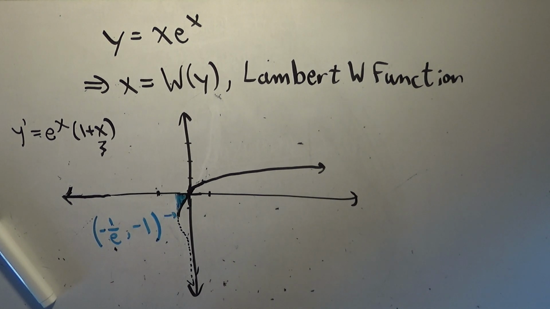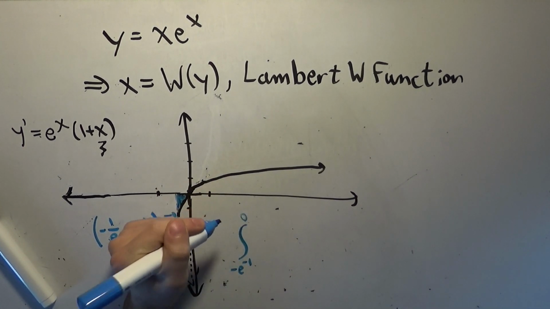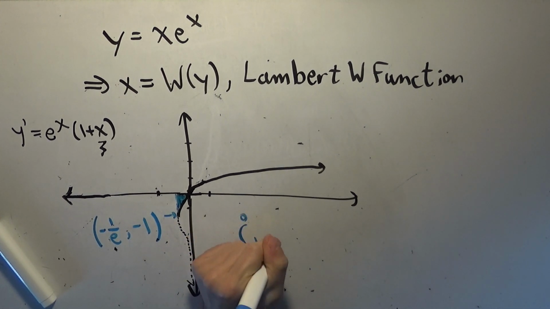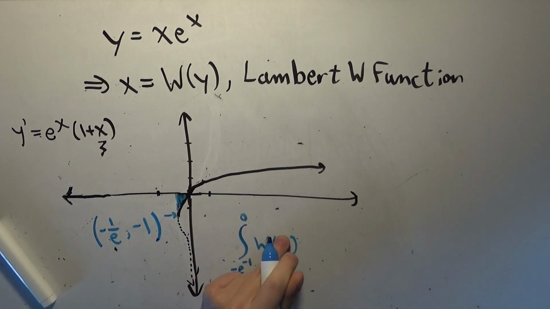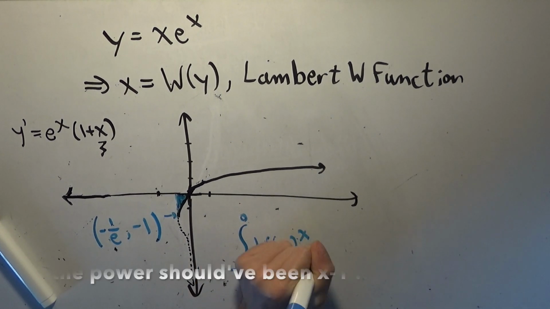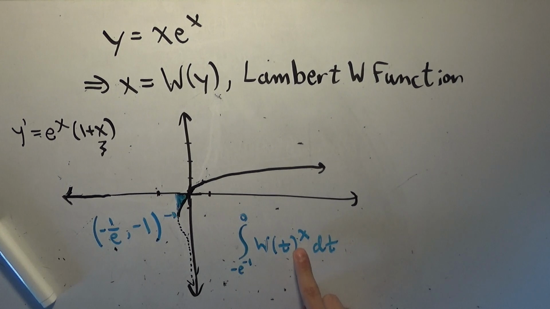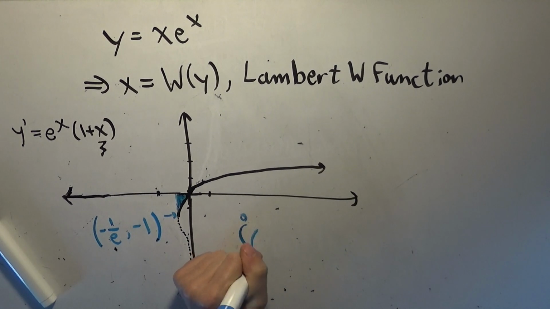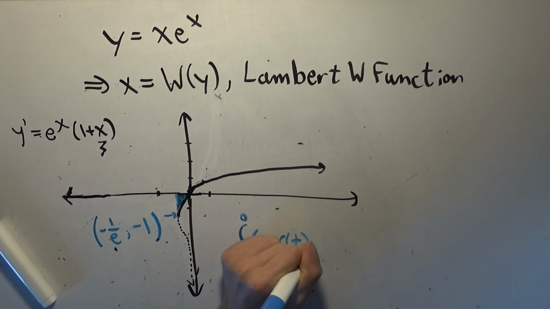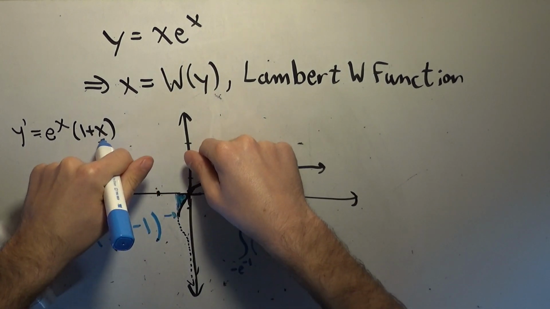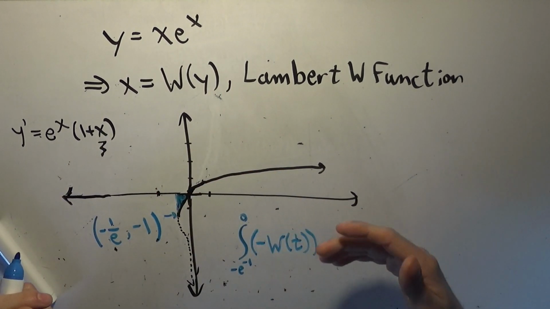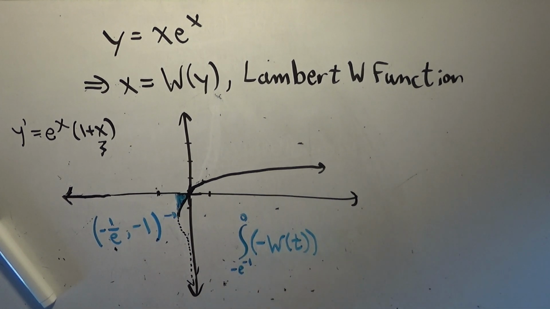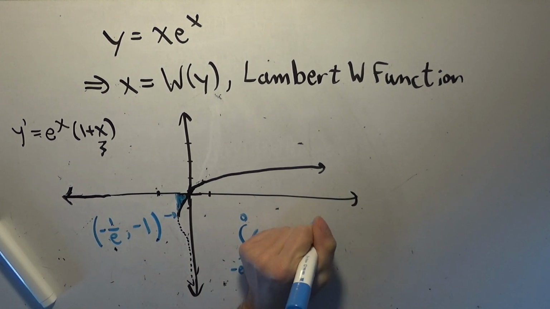Now I want to be careful. I don't want to do the integral from negative 1 over e, or negative e to the negative 1, to 0 of w of t to the power of, or I'll use t and then x is the power. I don't want to do this, because then I'll be taking continuous powers of a negative quantity. So I want to start off by right away multiplying w of t by negative 1, so that I start with this area up here, and then I'm taking continuous powers of a positive amount, so I don't end up with complex values and I don't have to worry about certain things. So it makes it easier, and I think it's easier to understand.